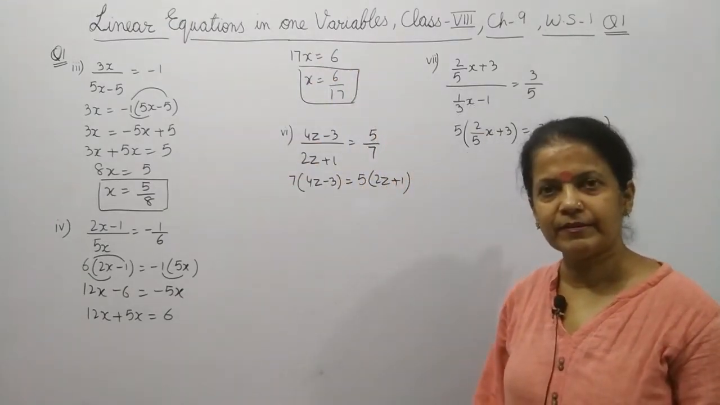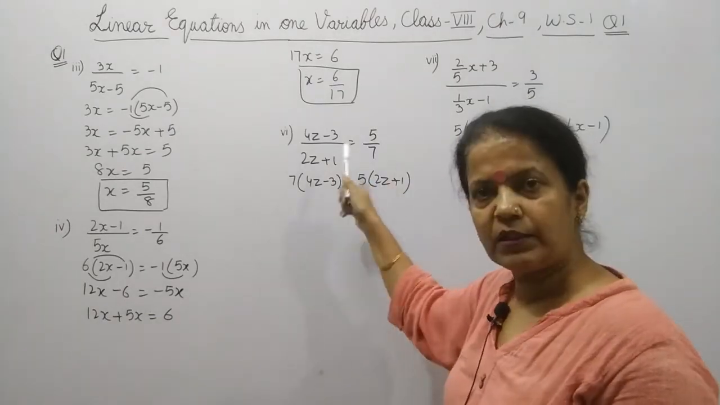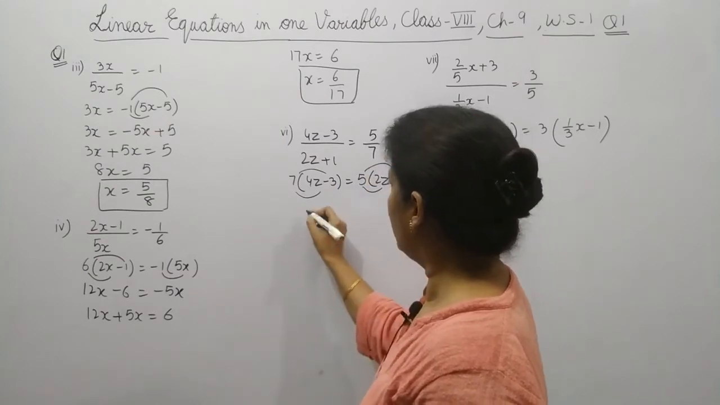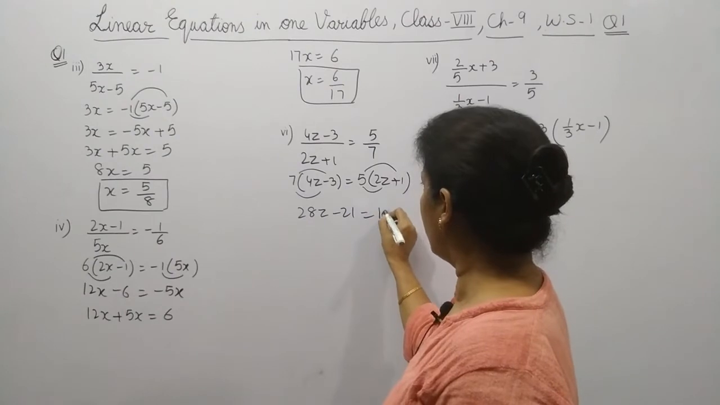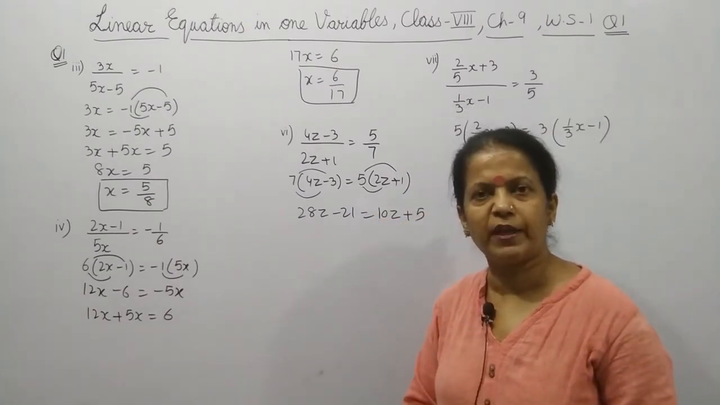Is it clear? Sixth part. Cross multiply. Same procedure you have to follow. And 28z minus 21, 10z plus 5. Now tell me, what should be the next step?